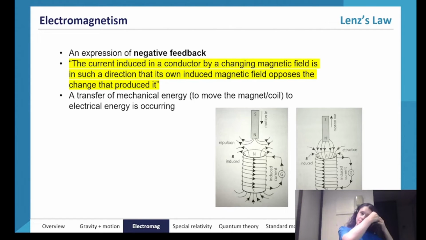So, what this basically means is that if you induce a current using a magnetic field, then the current you induce is going to kind of retaliate, and it's going to generate its own magnetic field in a direction that opposes your own magnetic field, right?